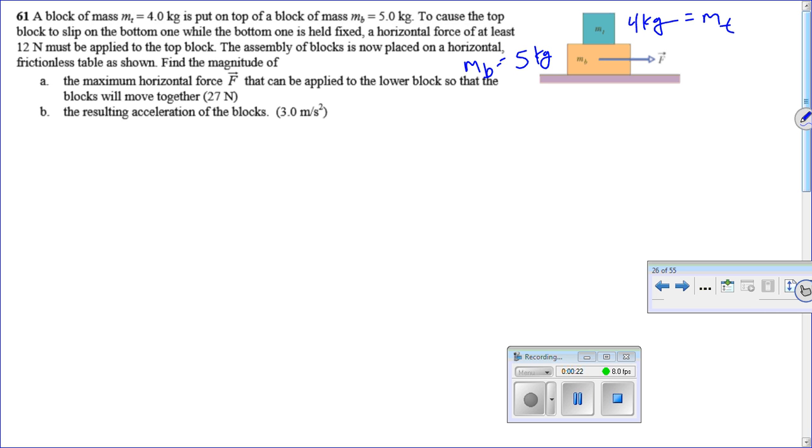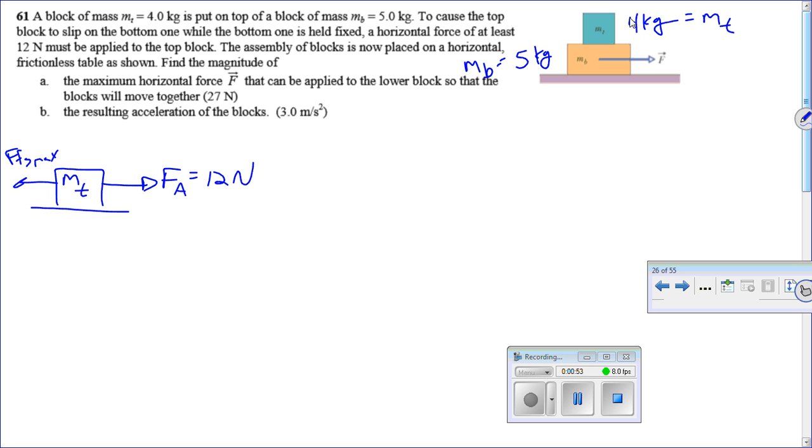bottom. All right, now it says to cause the top block to slip on the bottom one while the bottom one is held fixed, a horizontal force of at least 12 newtons has to be applied to the top block. So that's indirectly a way of telling you the maximum force of static friction, right? It's telling you that if you apply a force of 12 newtons, that's going to just barely overcome our maximum force of static friction, right?